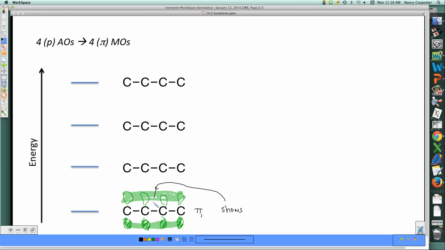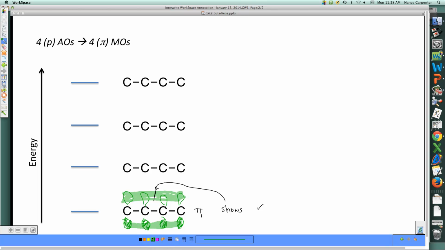Absolutely, you don't want to rotate out of this plane and disrupt that overlap. It also explains the short C2-C3 bond length because we've got molecular orbital overlap here. All of those carbon-carbon bond lengths are the same. So this is kind of the most important molecular orbital in terms of explaining the properties we just went through in the previous slide. Alright, well, what next then?